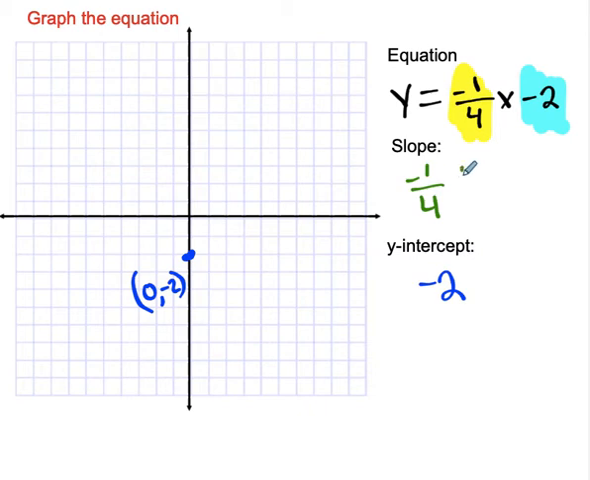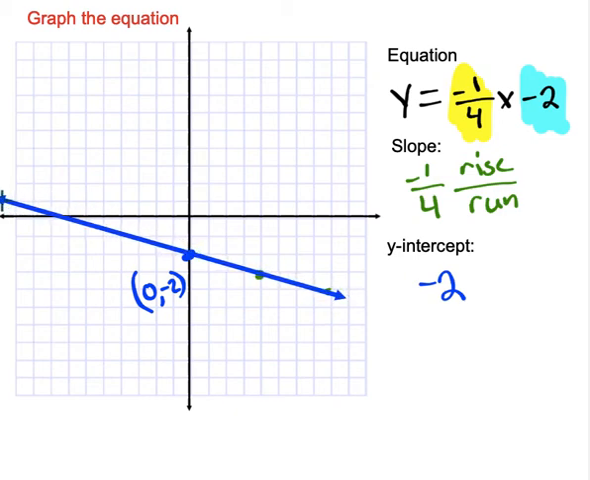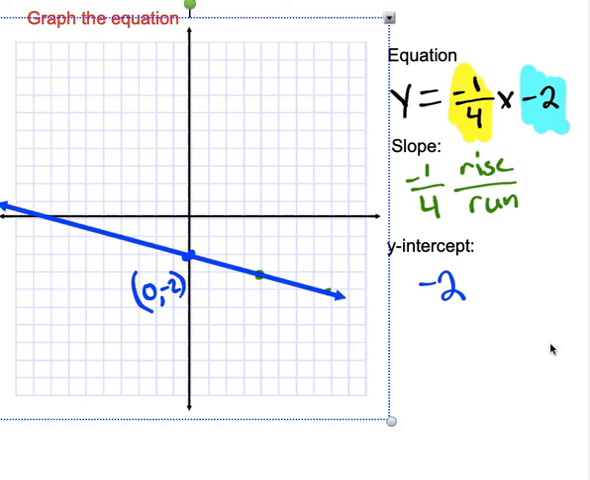From there, what's it going to do? Well, rise and run. Looks like -1 is my rise and 4 is my run. So from this point, I know I'm going to drop 1, go over 4. Remember, we're always going to the right when we're going over, just like when we read. Down 1, over 4. Once I have a couple points, connect it up, and there's my line. There we go. That looks a little better.